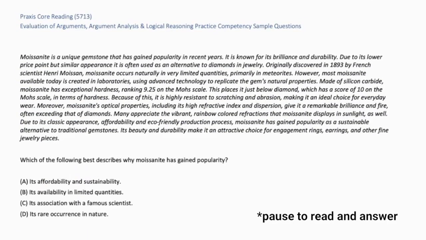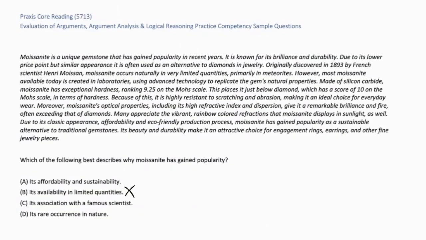Please take a moment to pause the video and read the passage. Which of the following best describes why Moissanite has gained popularity? A, its affordability and sustainability. B, its availability in limited quantities. C, its association with a famous scientist. Or D, its rare occurrence in nature.